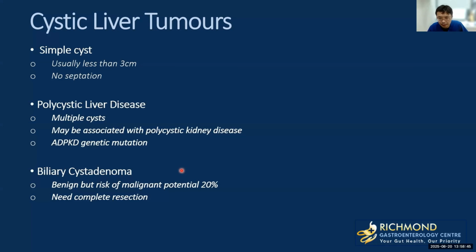Polycystic liver disease is rather uncommon, and it's usually related to the autosomal dominant polycystic kidney disease genetic mutation. These patients don't have long-term issues with their liver prognosis unless some cysts are over a certain size and obstruct or block your biliary or vascular structures. Finally, there's something called biliary cystadenoma. It's usually benign, but has a high risk of malignant potential. So this will be the one that you need to watch out for and differentiate from the simple cyst.